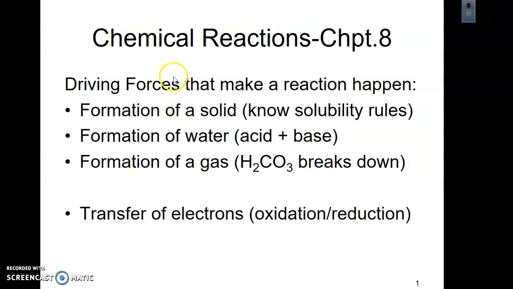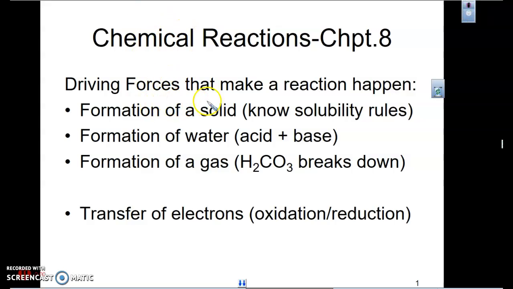Okay, so some driving forces of reactions we have listed here, and we're going to look at all of these. We're going to spend a lot of time on the formation of a solid, which is also known as a precipitate, and we sometimes just call it PPT for precipitate, but that's a solid formation, and because of that we need to know the solubility rules, which will be given to you on the test.